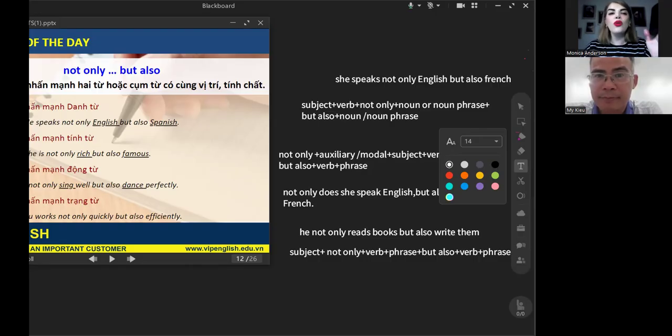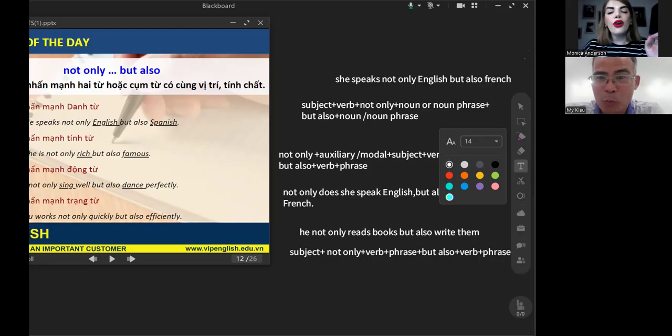"Not only, but also" should match grammatically: verb, verb. Okay? So "not only sing, but also dance." This one is better. And in casual conversation, it's not really frequent, the use of it, I mean, because we normally say "and." When talking, we normally say "and." Not only, but also, it's okay. But we make it easy, just "and" is good.